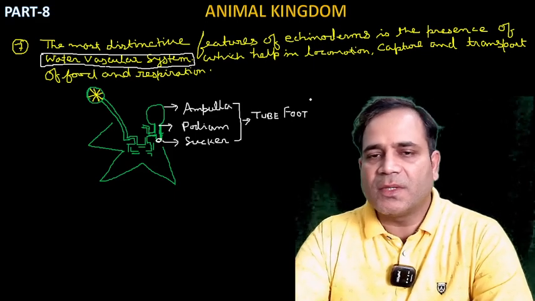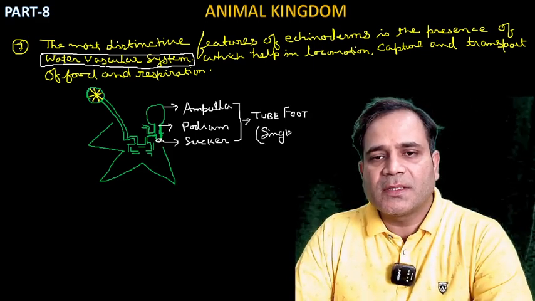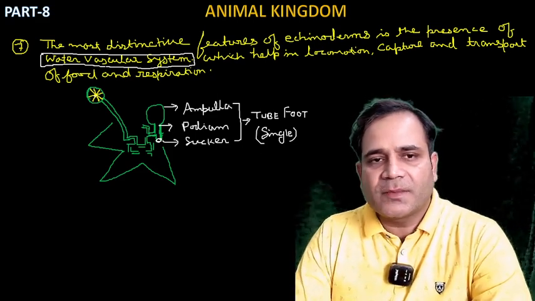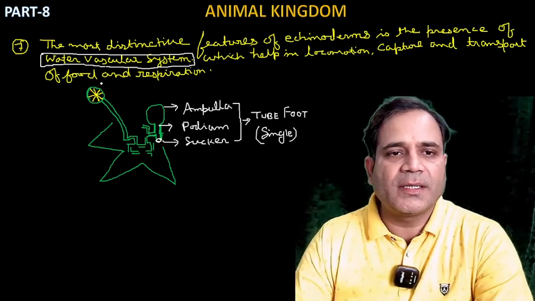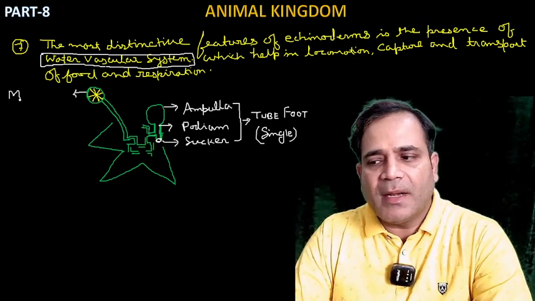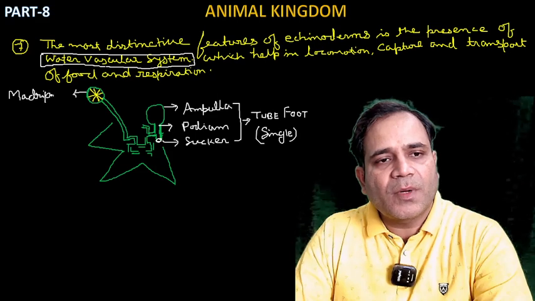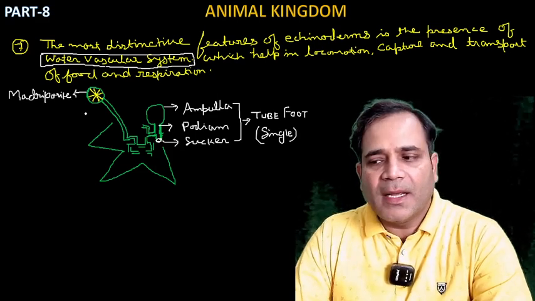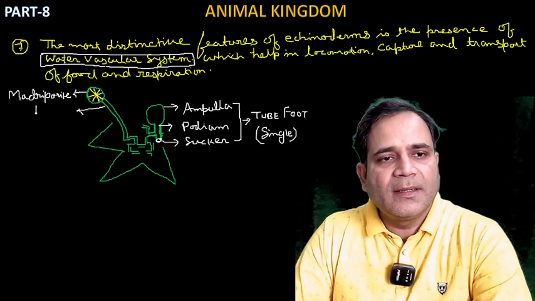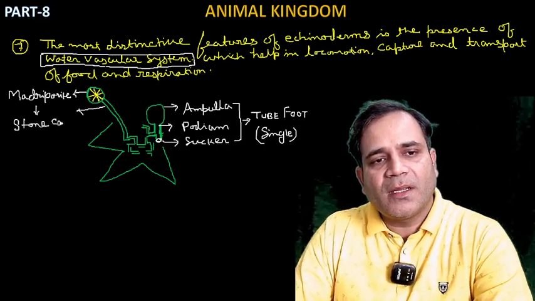Okay. And this tube foot is what? Single, my dear. Correct? Okay. Now see here, this one is what? Madreporite. What am I writing here? Madreporite, you say, right? And after that, this madreporite opens into a canal. The name of the canal is what? A stone canal.